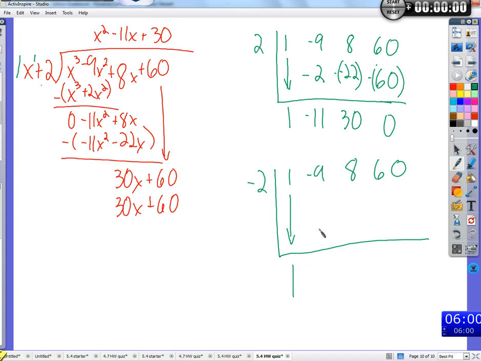We've done 1, negative 2 times 1 is negative 2. You just add them together. That's 22. You add them together. Negative 2 times 30 is negative 60. You add them together, you get 0.